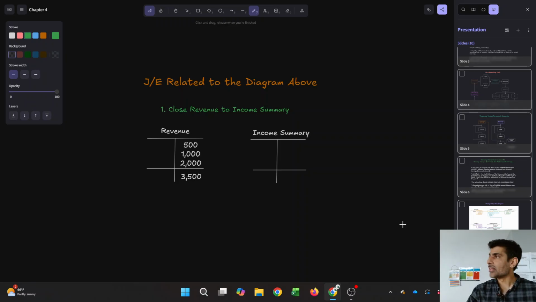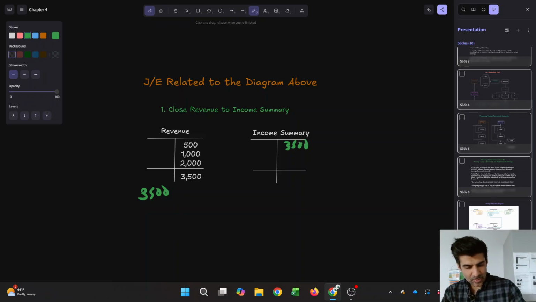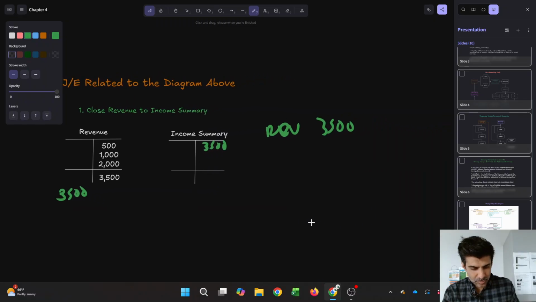So let's say this is my ending balance. I reported this 3,500 in my income statement. Okay, now I'm done with my period. I've made my financial statements. It's time to close my accounts. My journal entry is going to be debit revenue 3,500, credit income summary 3,500. So, whatever, it's going to be revenue 3,500, income summary 3,500. This is my journal entry.